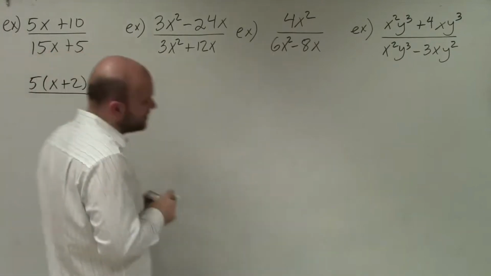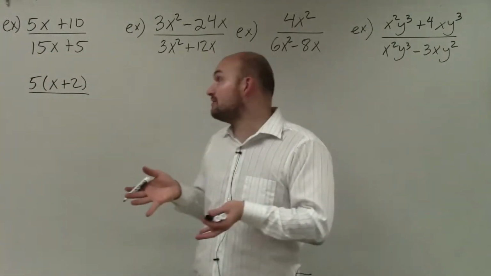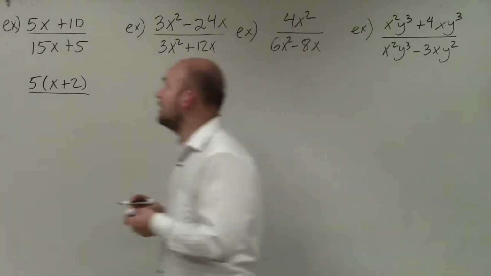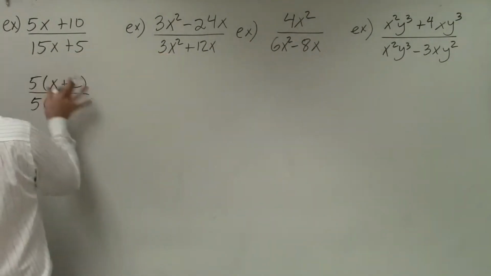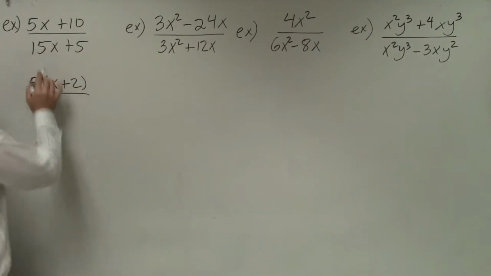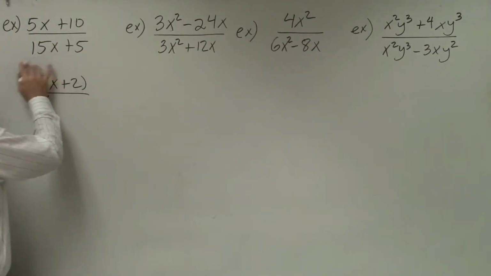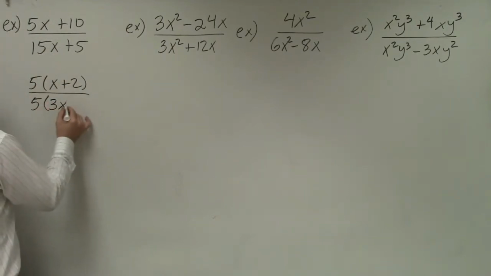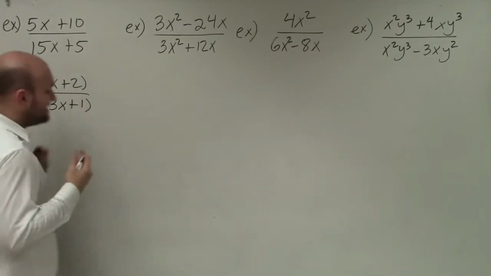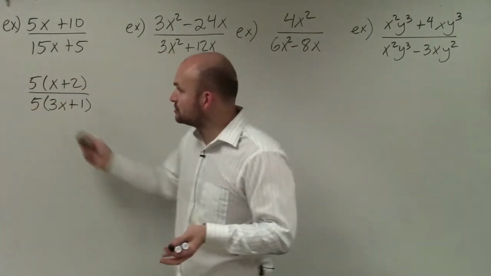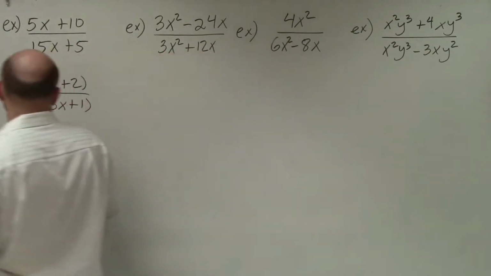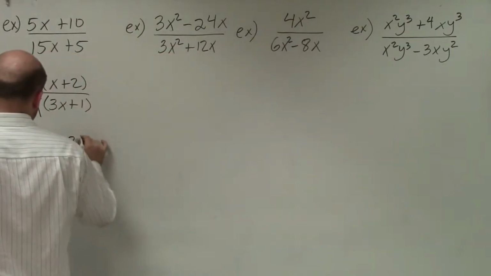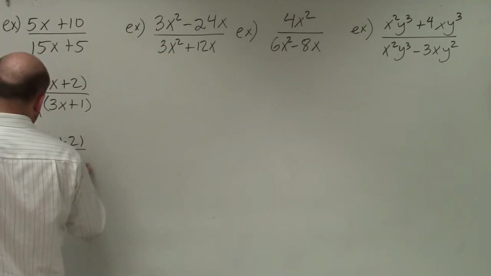In my denominator, I can see that they also both share a 5. So when I factor out a 5, I'm left with 15x, factoring out is basically like dividing out, and 15x and 5 factored out of a 5 leaves me with 3x plus 1. Now, by simplifying using the division quotient, I see that I have 5 over 5, which divides to 1. And therefore, I'm just left with the final answer of x plus 2 over 3x plus 1.